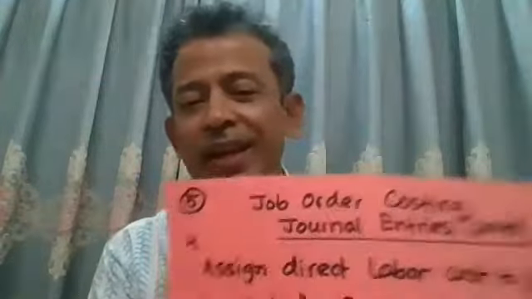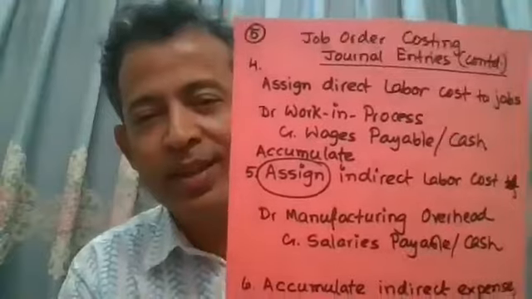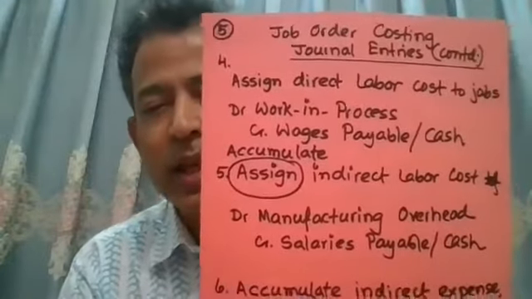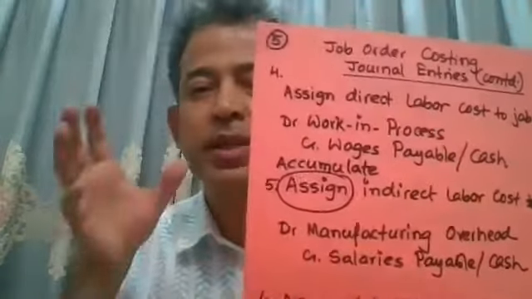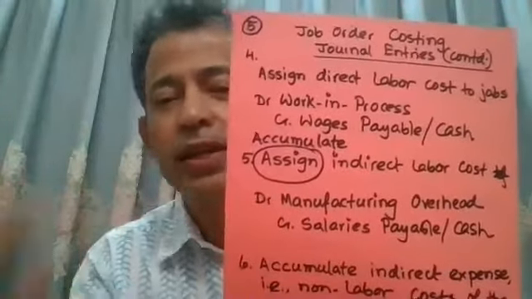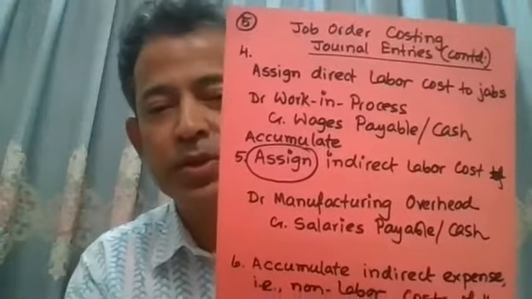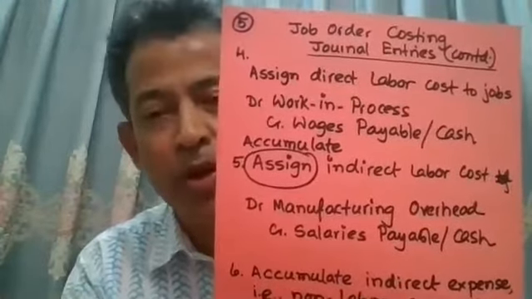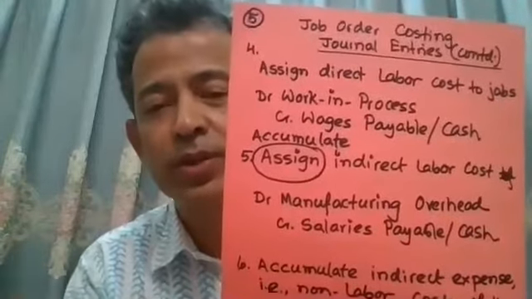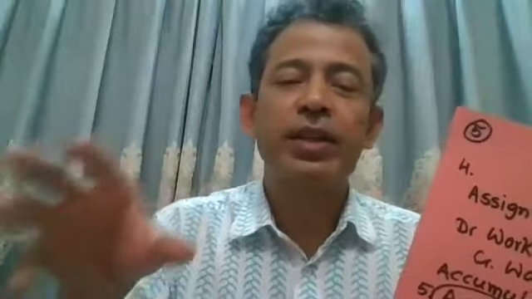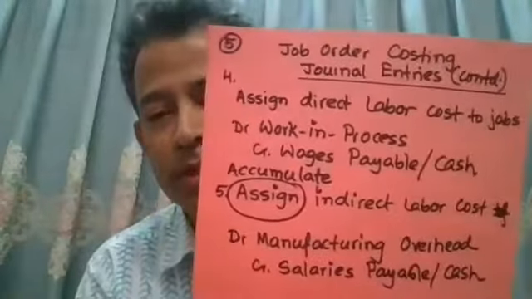Okay. The next one, the fourth step in the accounting cycle is assignment of direct labor costs to individual jobs. So we are now assigning direct labor. So again, debit work in process, credit wages payable or cash. If you have paid for it, then cash. If you have not paid for it, then wages payable. So direct labor cost is now assigned or included in the job cost in the form of work in process.